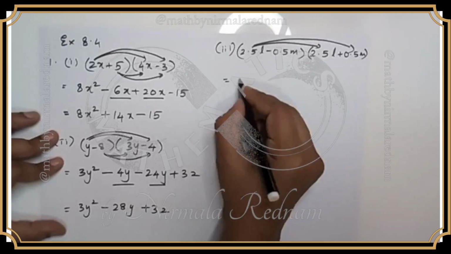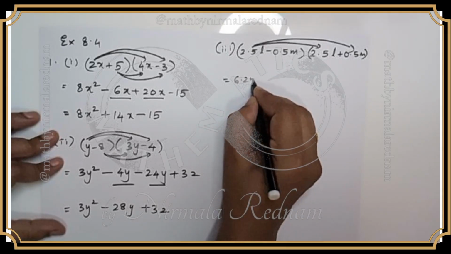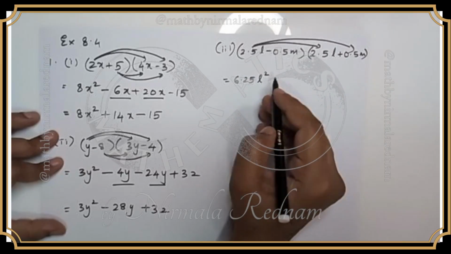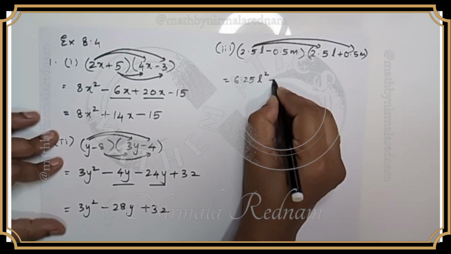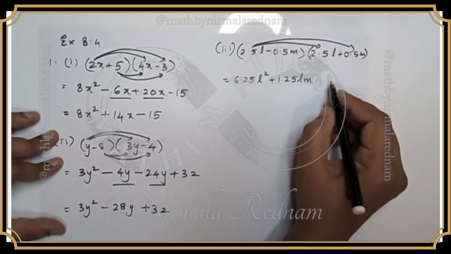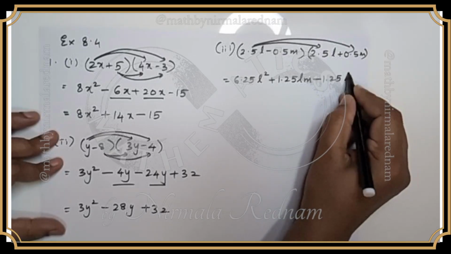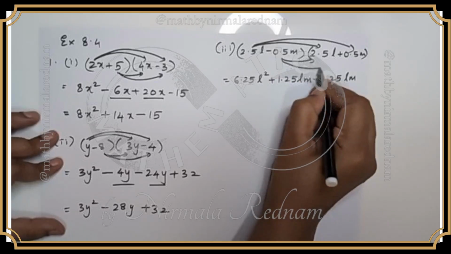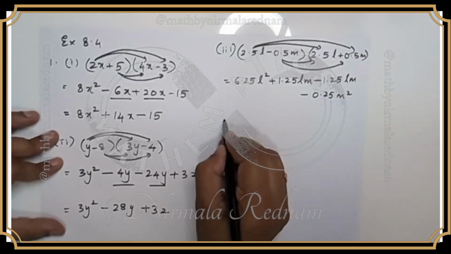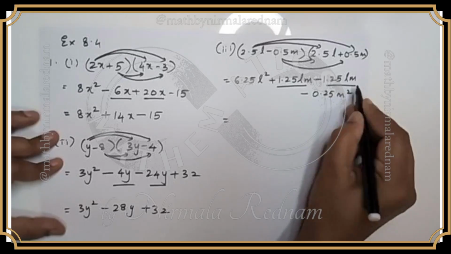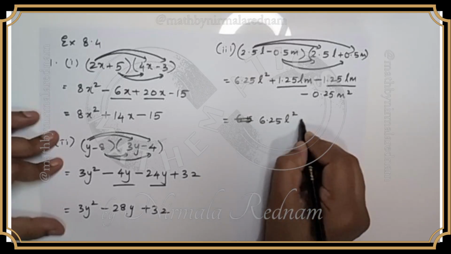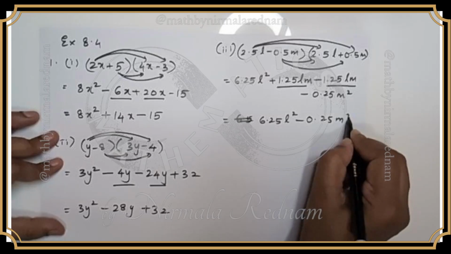So 2.5 into 2.5 is 6.25, right? L into L is L square. And then I have 2.5L into 0.5M, which is nothing but 1.25LM. Here is also again the same, but with a minus. And finally, I have minus 0.25M square, right? So further simplifying it, you can see that these two are the like terms. So simplify that and I get 6.25L square minus 0.25M square. So that is your answer.